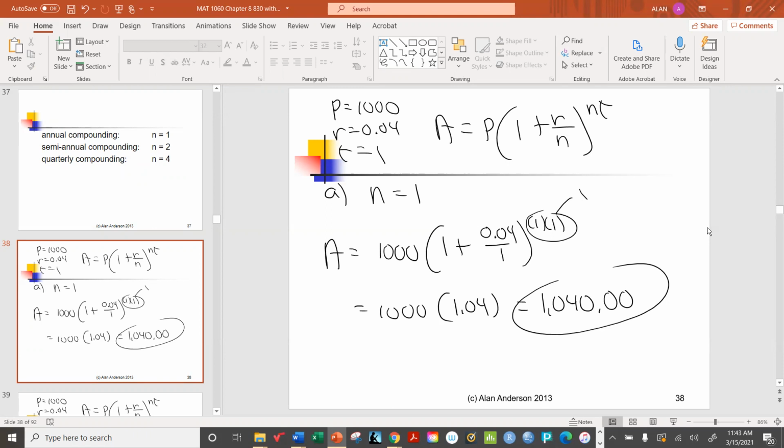And when you multiply that out, you get 1,040, which is exactly what we got with the simpler version of this formula. Remember, A equals P times (1 plus RT). That is for simple interest. All right, so that was a breeze. What about the second case where we had semi-annual compounding? How could we do that with a single formula?